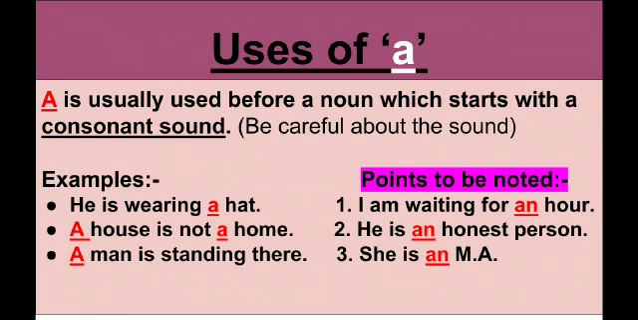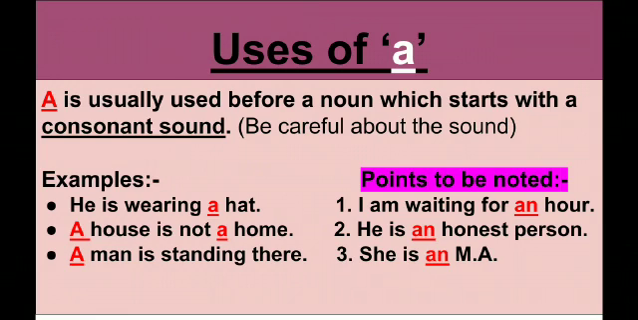Now, if we focus on the sentences, hat, house, home, hour, honest: these are the nouns. All are starting with a similar letter, and the letter is H. But if we focus on the sounds, we will see that they are producing different sounds. Hat, house and home are producing the H sound. The H sound is a consonant sound. That's why we have put "a". He is wearing a hat. A house is not a home.